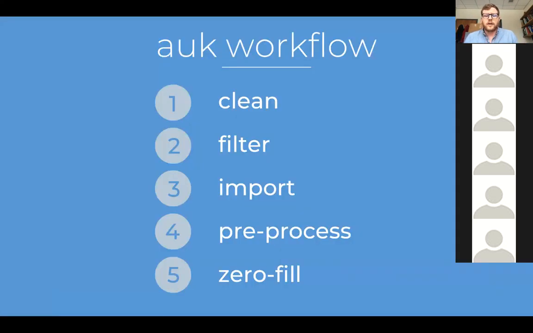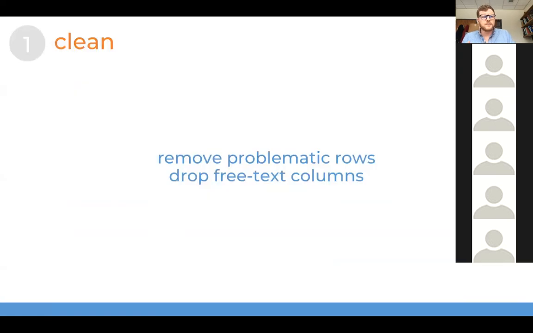So essentially there's a 5-part workflow, or 5 things that auk does. The first thing is it can clean the raw data set that you downloaded. It can filter to extract out subsets, import the data into R, do some pre-processing, and also this thing that I'm calling zero filling. The cleaning is just, there are some rows in the data set that are problematic.